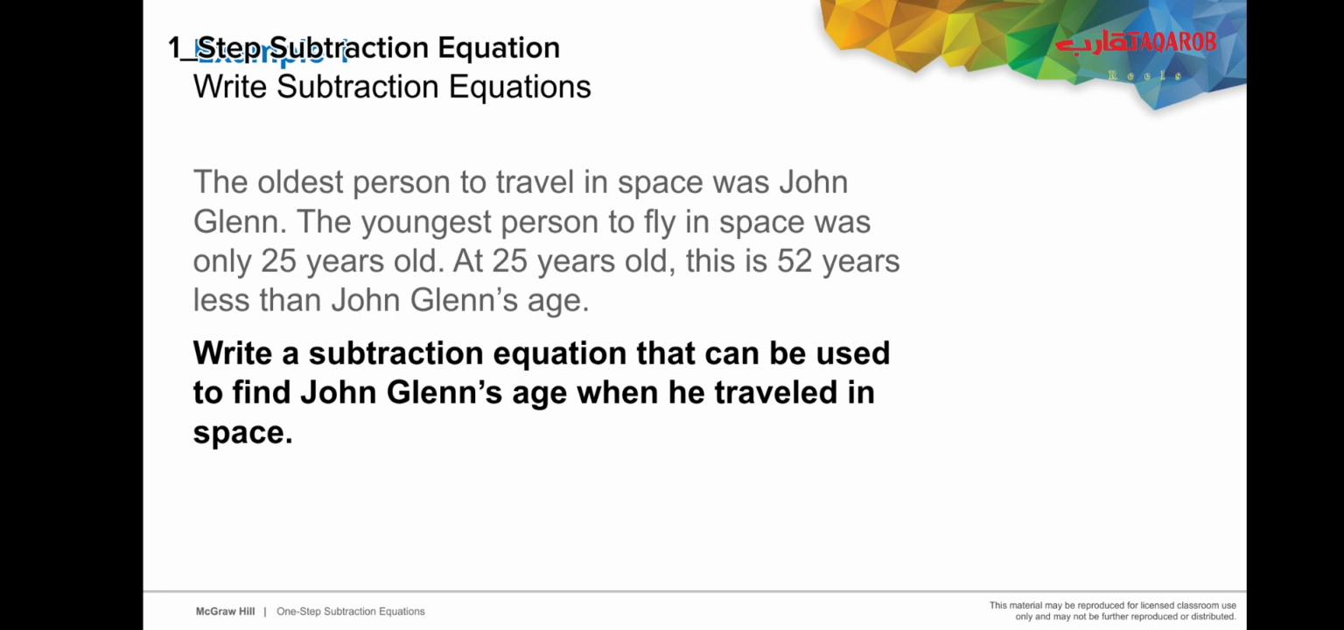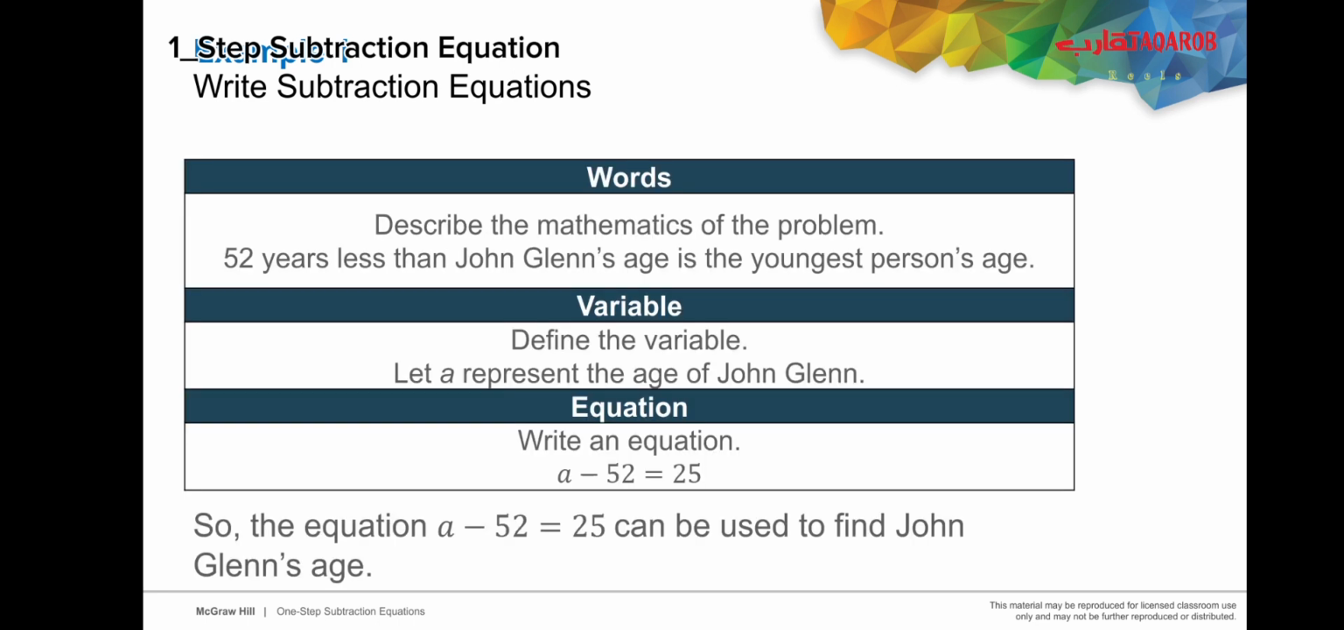The youngest person to fly in space was only 25 years old. At 25 years old, this is 52 years less than John Glenn's age. Now, they ask us to write a subtraction equation that can be used to find John Glenn's age when he traveled in space. As you can see here, 52 years less than John Glenn's age is the youngest person's age.